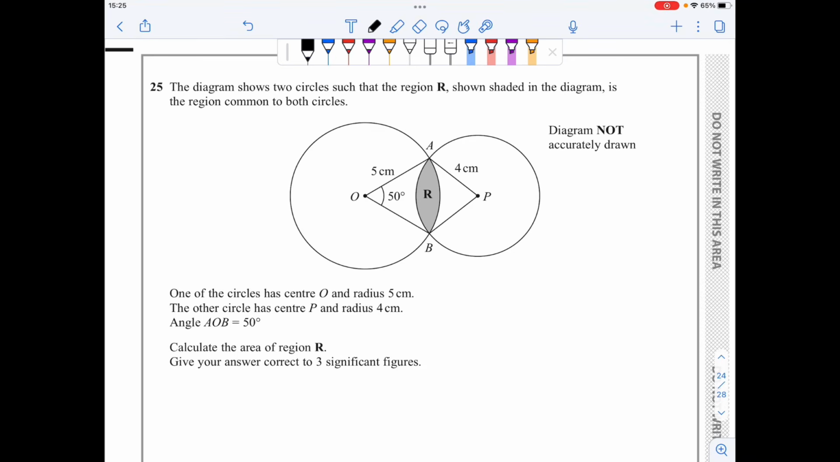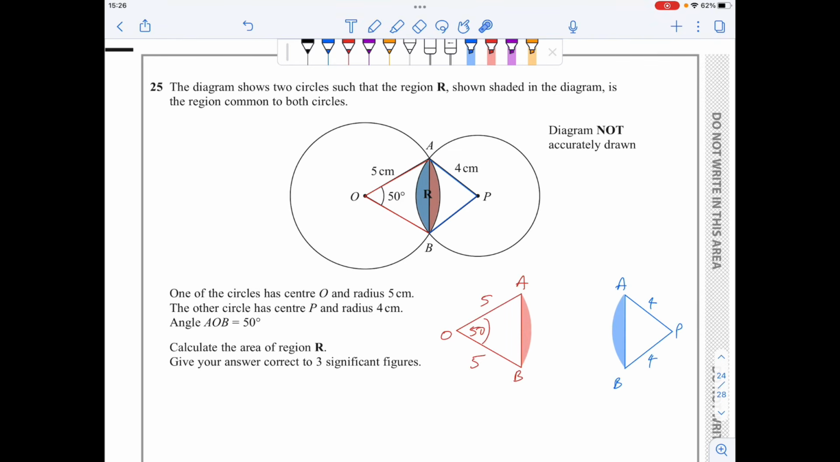For question 25, I'll start by splitting the shaded region into two by drawing the line AB. The red region is a segment with an angle of 50 and a radius of 5 from the left circle, and the blue region is a segment of an unknown angle and a radius of 4 from the right circle. I will extract those two parts of the circle on the bottom right.